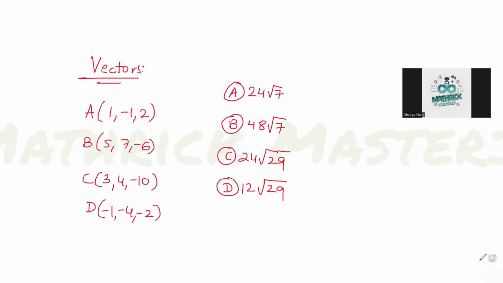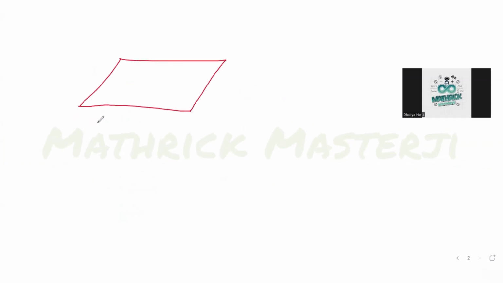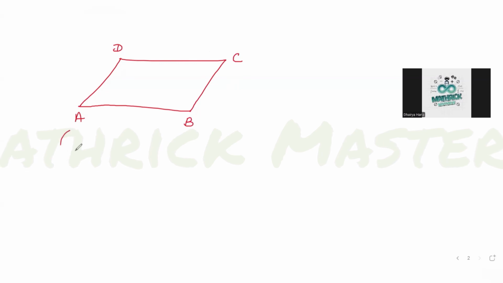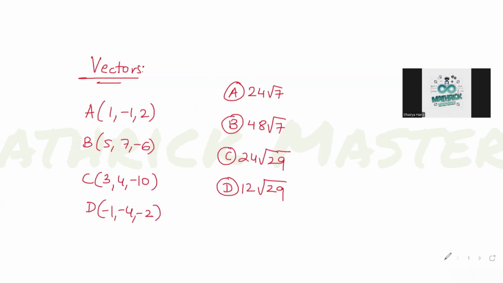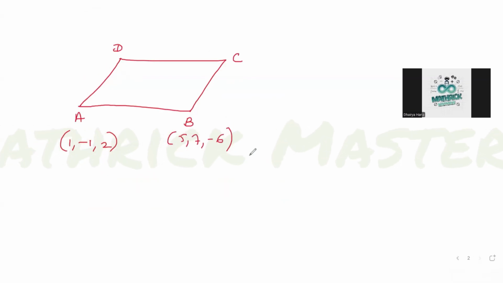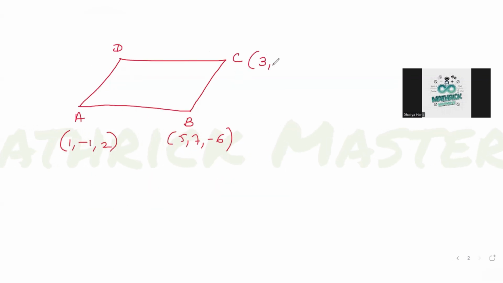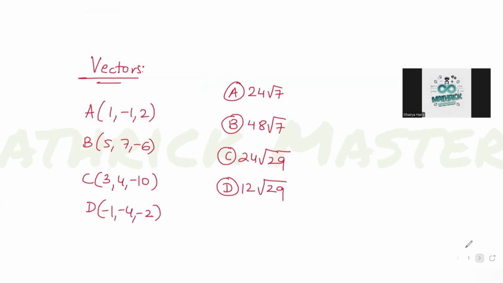So I have been given the quadrilateral. I'll first draw a quadrilateral. Let's say I have this quadrilateral with me: A, B, C, D. Let's plot those points. A's coordinates are 1, -1, 2. Then B was 5, 7, -6. C was given to us as 3, 4, -10. And the last coordinate D was given as -1, -4, -2.